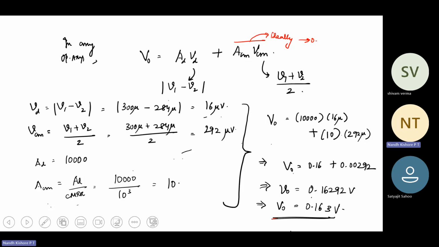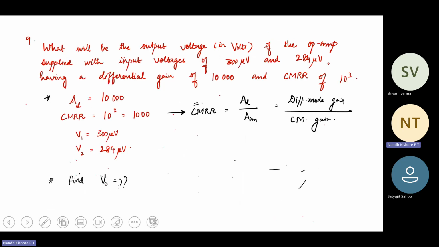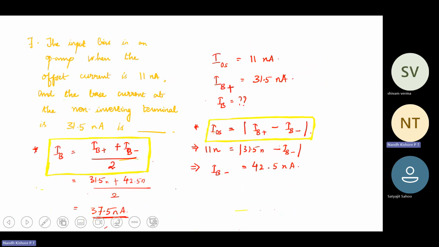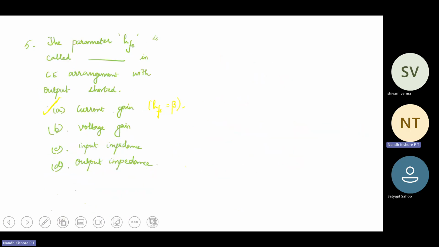That's the common mode input, the average of the two inputs, and VD is the differential input. And CMRR is AD by ACM. Another interesting question was on the offset current and the bias current. Offset current is the difference, IB plus minus IB minus, whereas bias current is the average of IB plus and IB minus. You just need to know this and you can solve the question. So bias current is (IB plus plus IB minus) by 2 and IOS is IB plus minus IB minus.